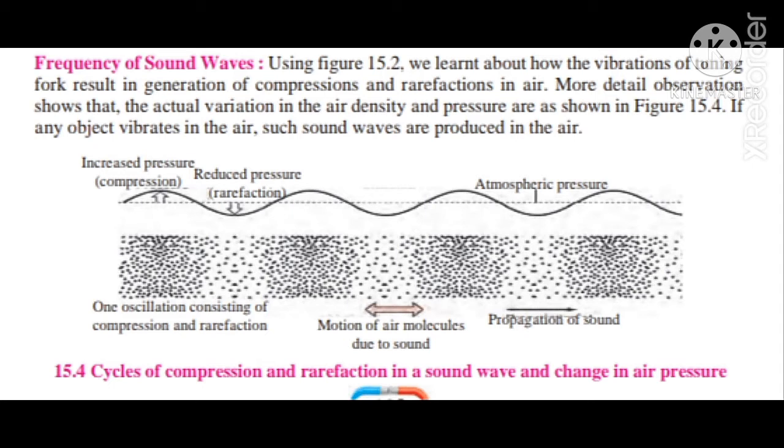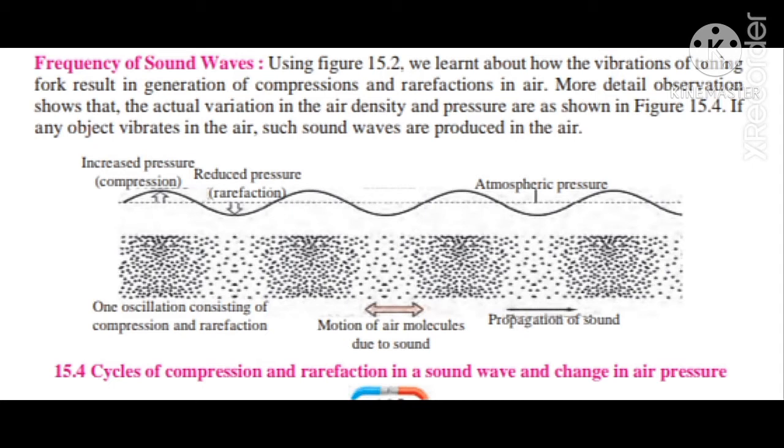So this compression and rarefaction together make a sound wave. If any object vibrates in the air, such sound waves are produced in the air. In figure number 15.4, cycles of compression and rarefaction in a sound wave and change in air pressure, we can see the particles of air are crowded and hence the density or the pressure of this portion of air is increased. This is known as compression.